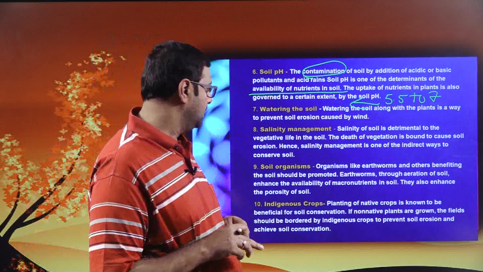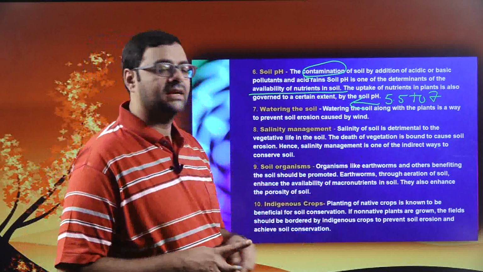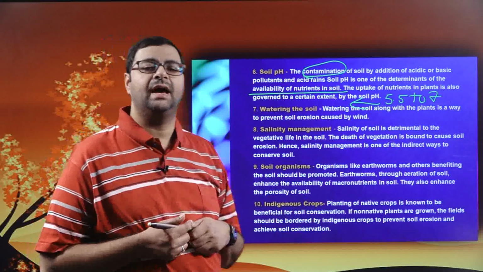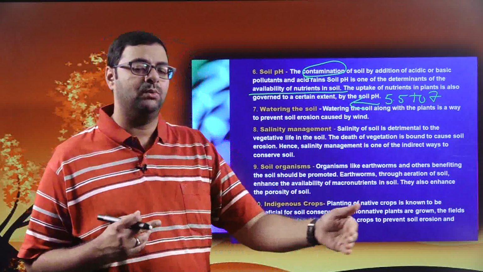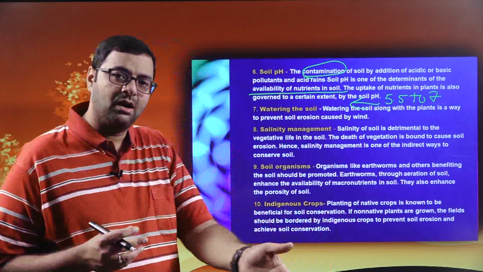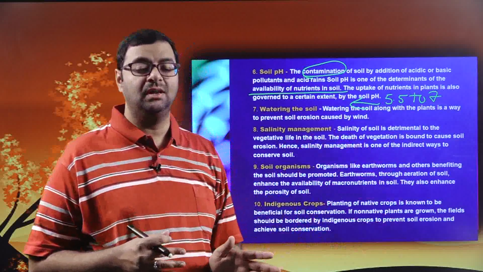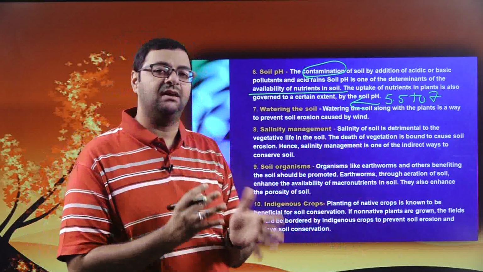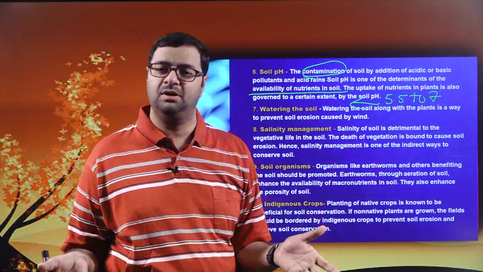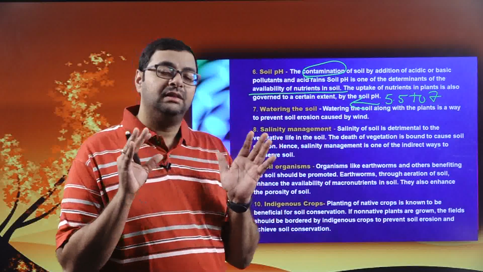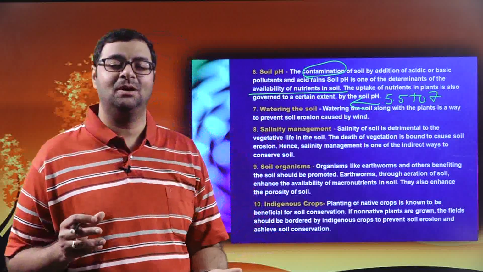Now, soil organisms. Organisms like earthworms, you know that earthworms are called farmers' friends. Why? Because they are underground dwellers. When they move through the soil, what is happening there? They are creating air gaps in between. That is sufficient for the plant to absorb the air, and in turn it also absorbs nutrients.